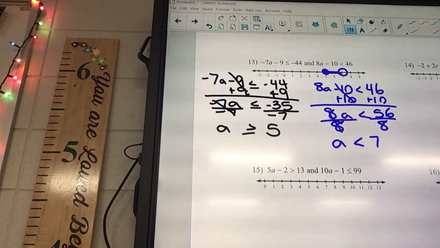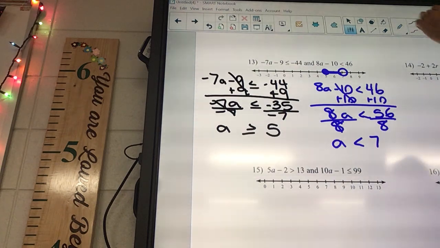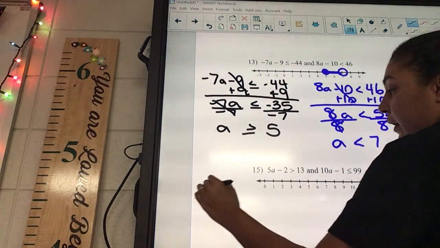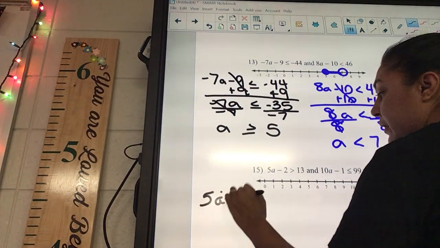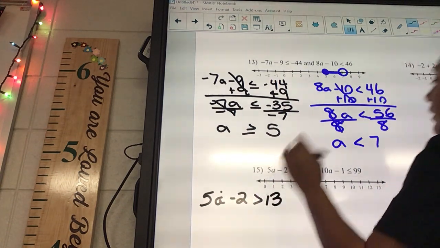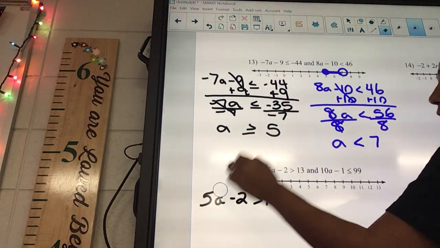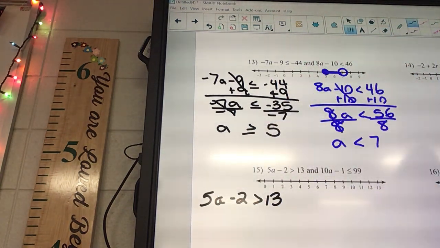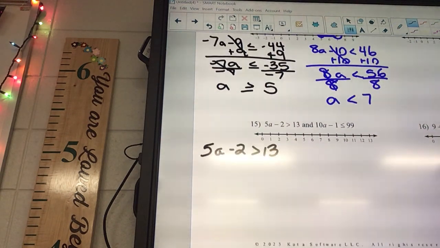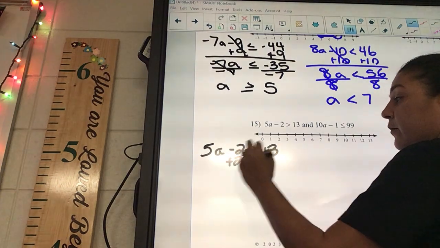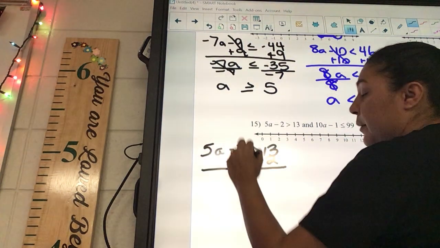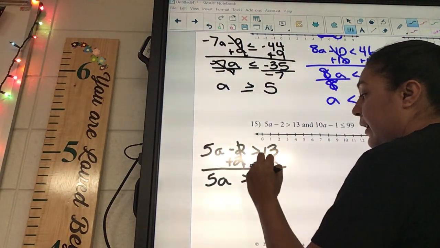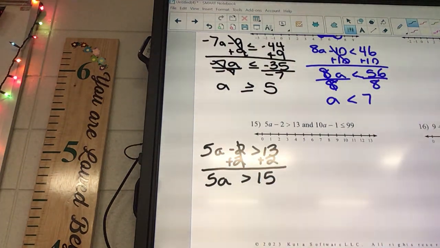Okay, 15. I got 5a minus 2 and a 13. Who's the third wheel? The 2. How do I move a minus 2? Add 2. So I'm going to get 5a and a 15. Divide by 5, divide by 5, and that's 3.